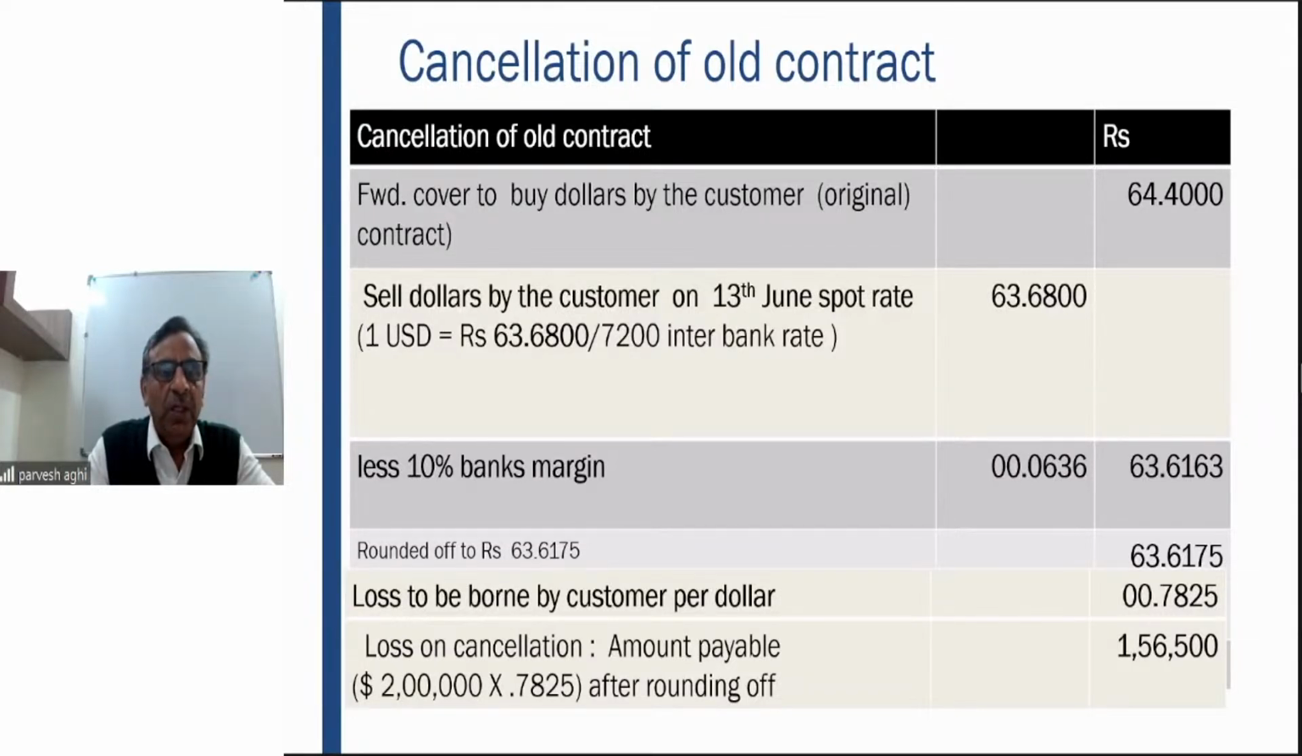So what is the loss to be borne by the customer? It is 0.7825. The customer bought the dollar at 64.40 and sold the dollars at 63.61. So he acquired the dollars and then disposed of them at a lower rate. He bought at 64.40 and sold at 63.61, which means he has suffered a loss of 0.7825. If you multiply 2 lakh by 0.78, it comes to 1,56,000.